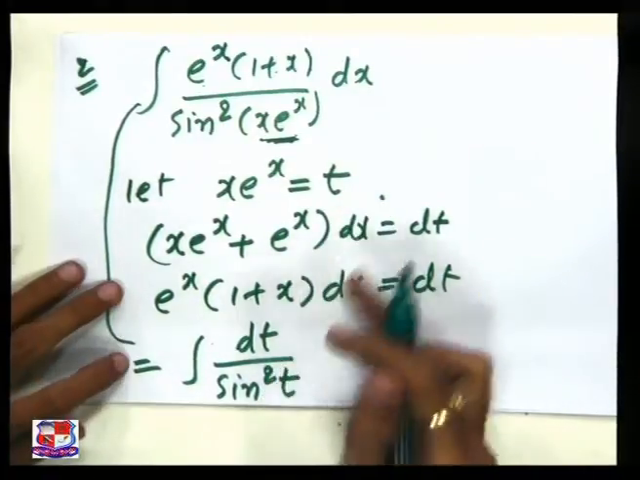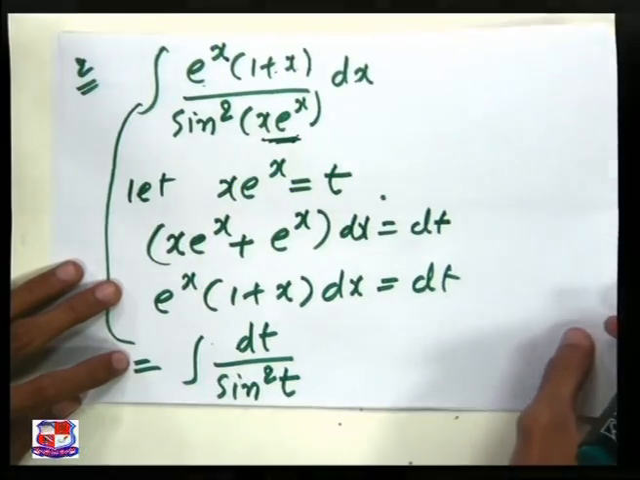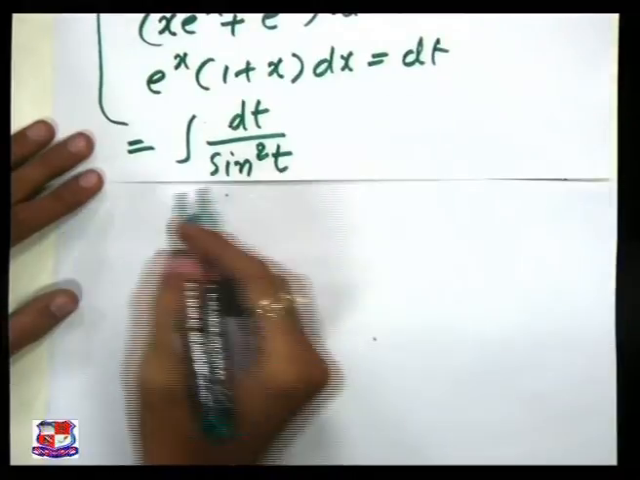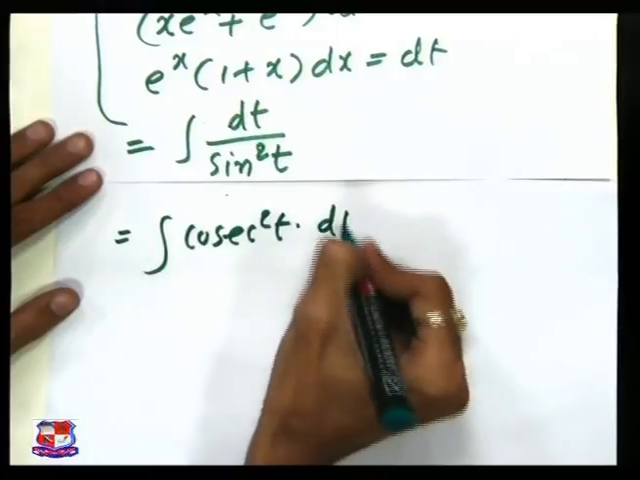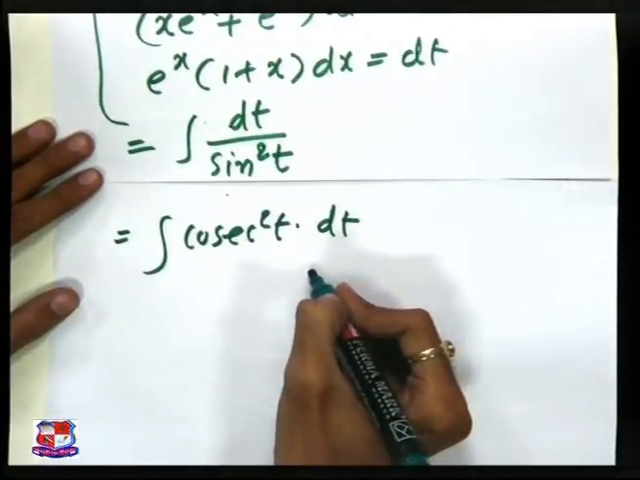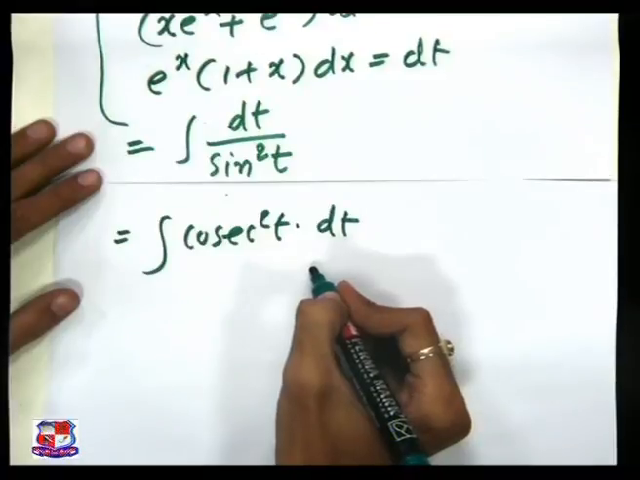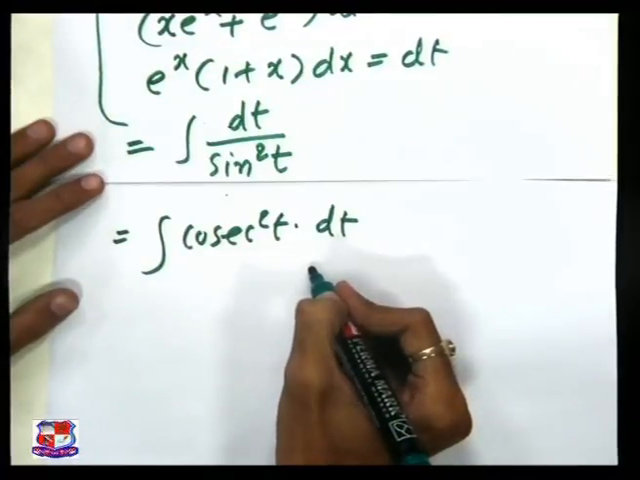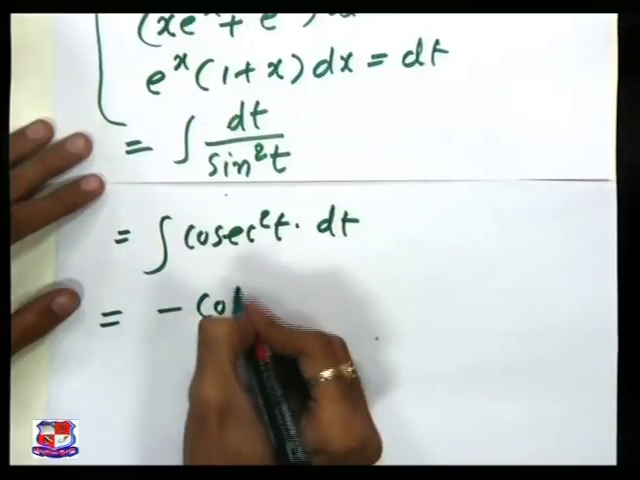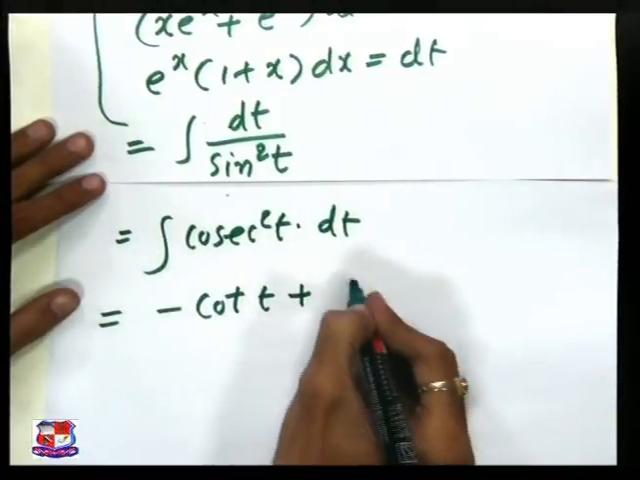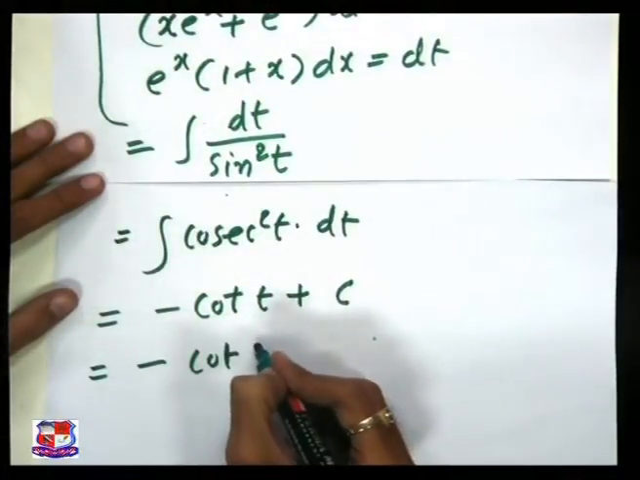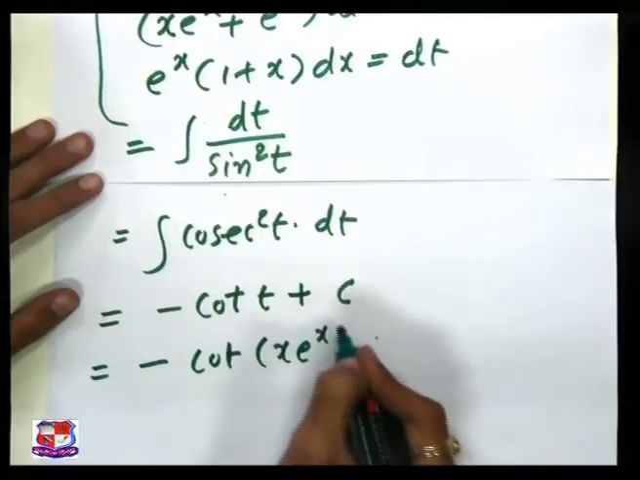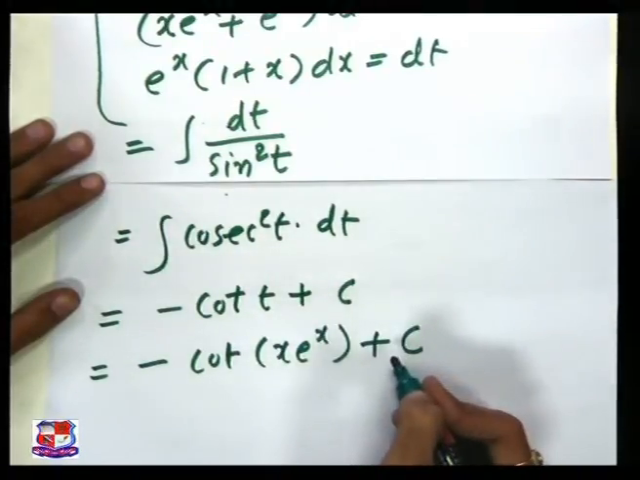So 1 upon sine square t is equal to cosec square t. So this is the integration of cosec square t with respect to t, and the integration of cosec square t is equal to minus cot t plus c. If I replace the value of t, then it is minus cot (x e raised to x) plus c. This is the answer of the integration.